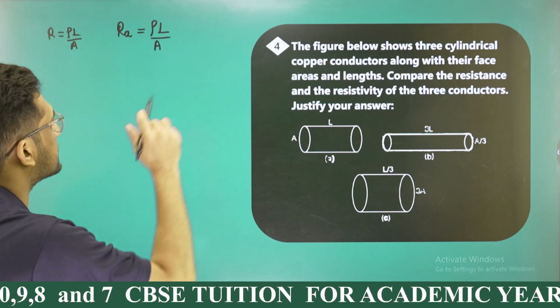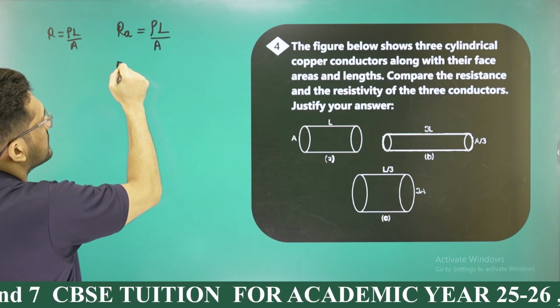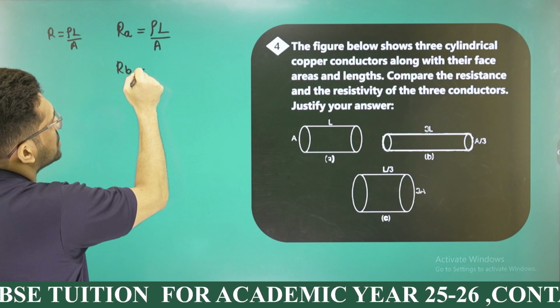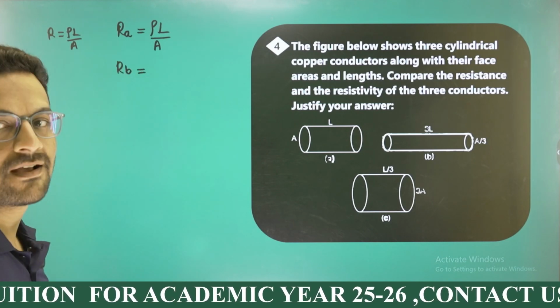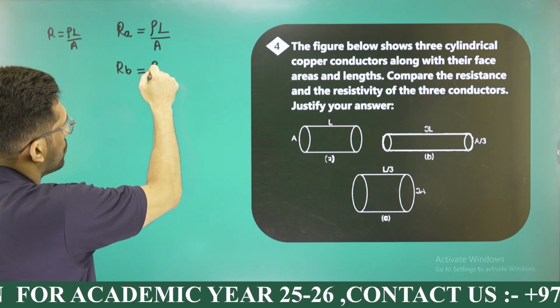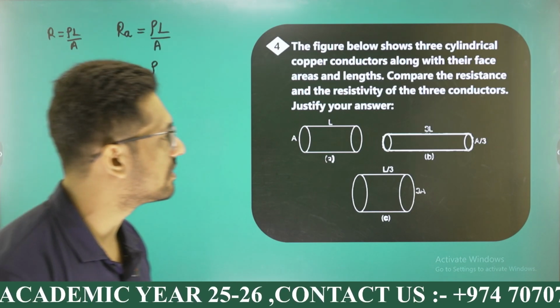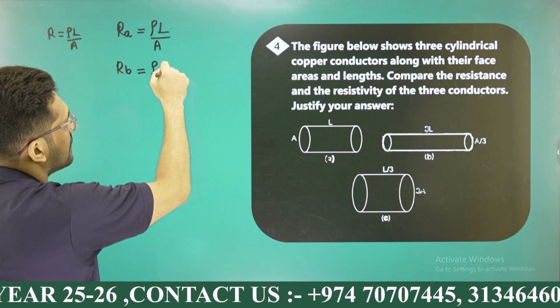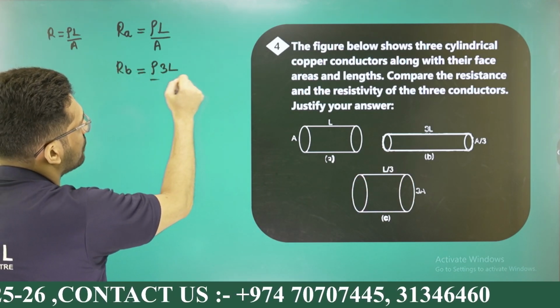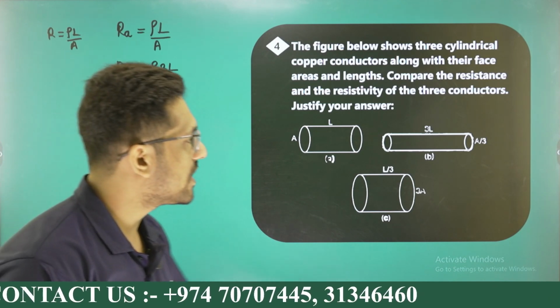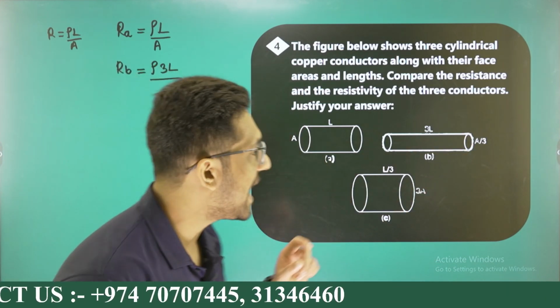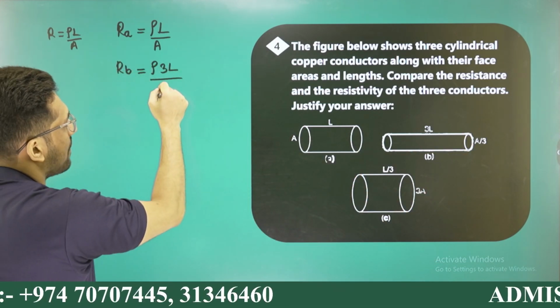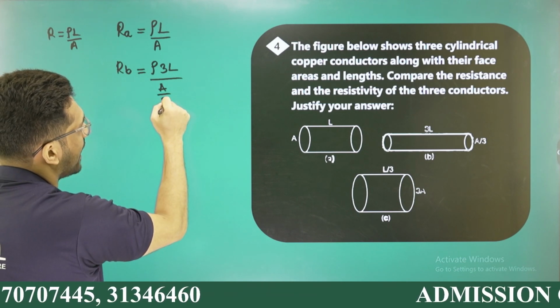Now find the resistance of the second conductor. Second conductor B, I am writing it as RB. That will be rho into length. What is the length there? The length of the second conductor is 3L, divided by area. What is the area of the second conductor? The area of the second conductor is A by 3. Let's write that: A by 3.